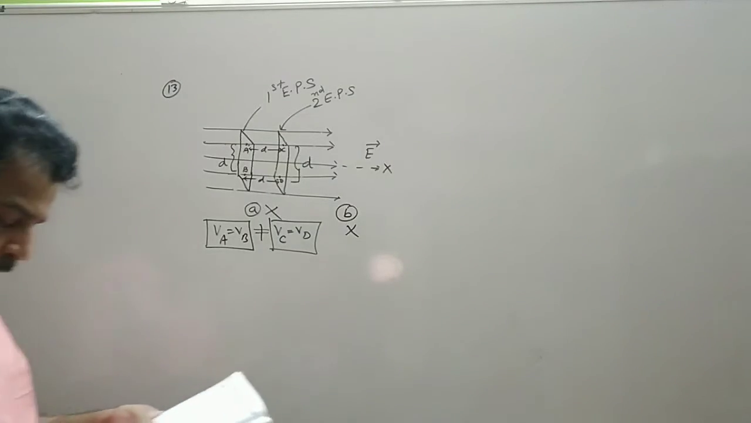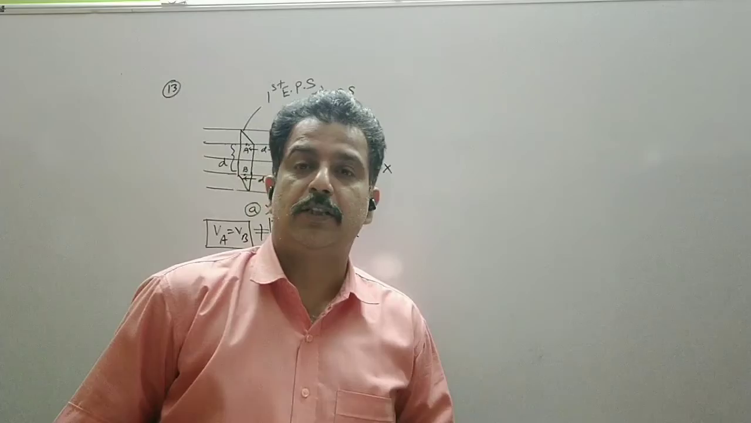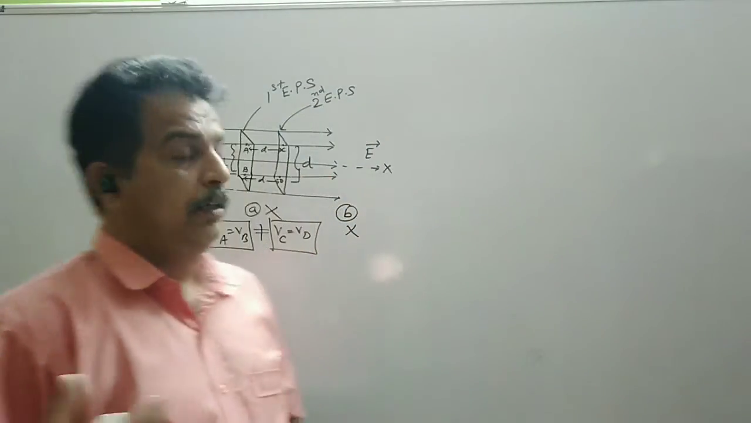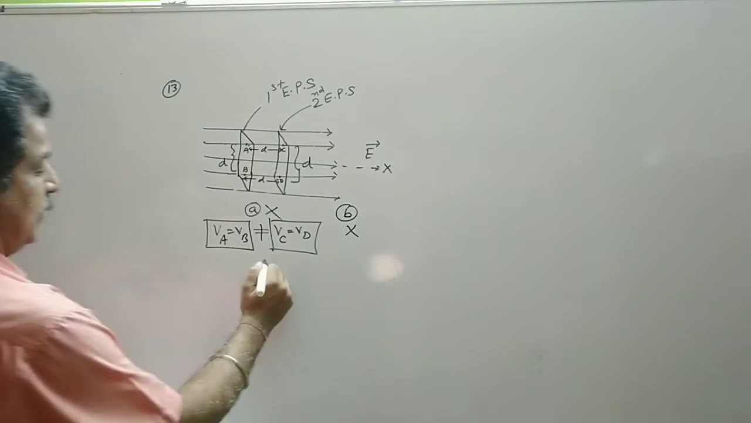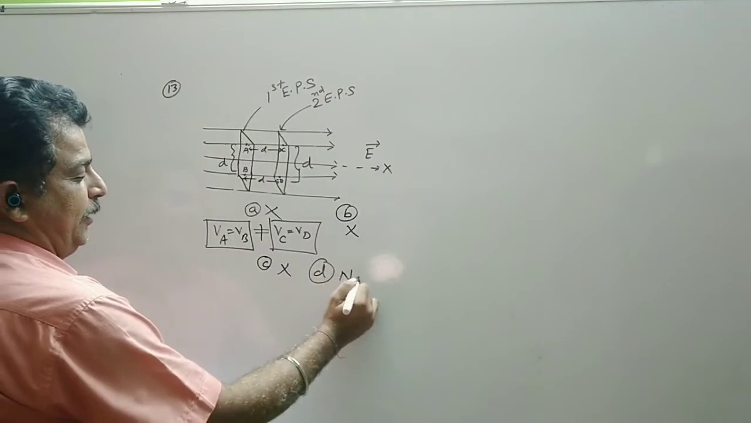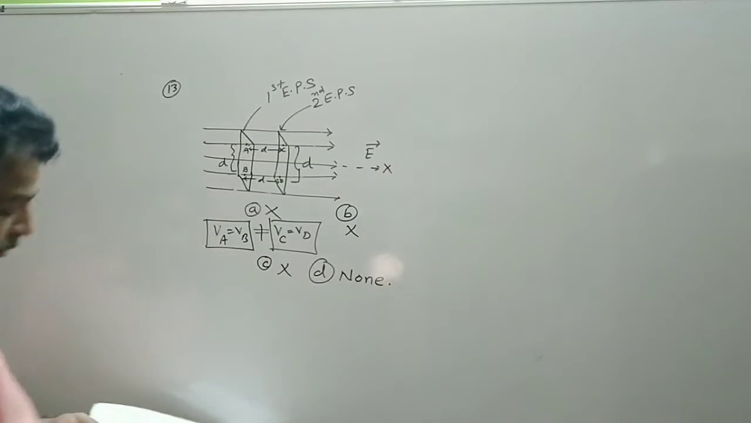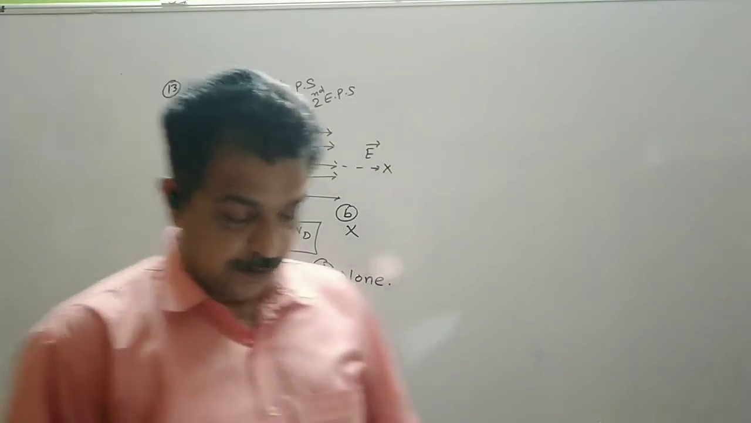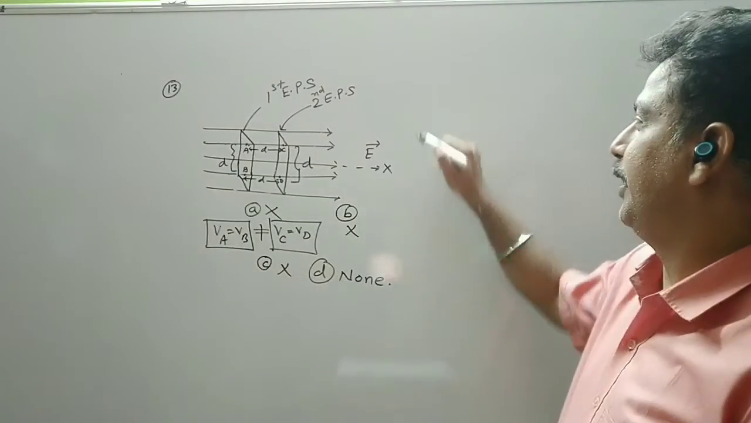Then, no two points have the same potential. Now it is clear A and B have the same potential, and so do C and D, so option C is also eliminated. So the option left is only D, and that is given as none. So none of the above options are correct. That is 30. Now question number 14.